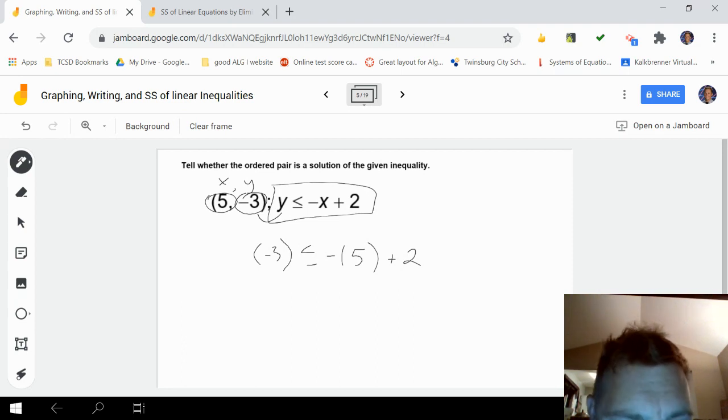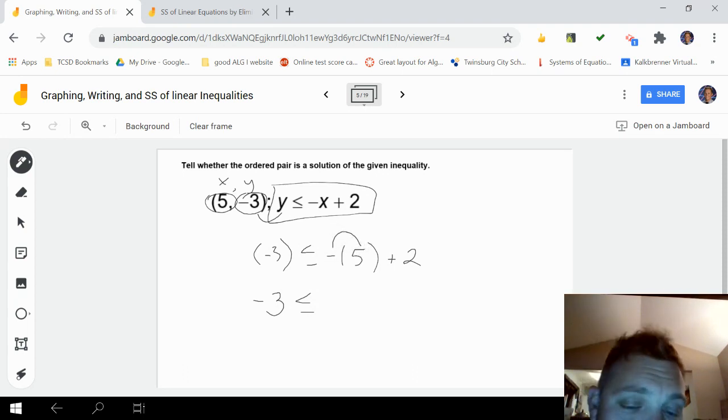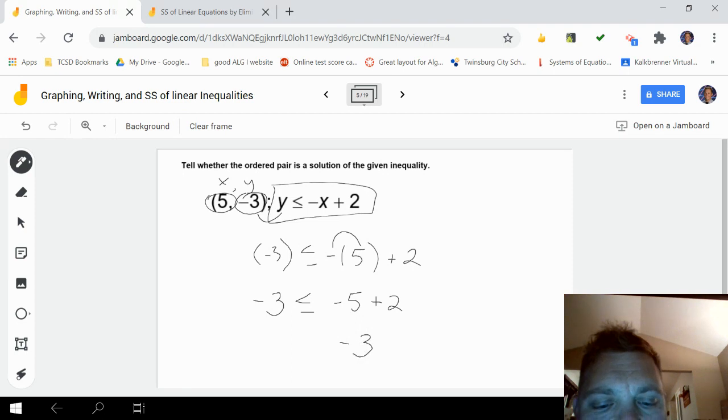So now we're going to say -3 on the left, clean up those parentheses. We have to distribute to this -5, or this 5, sorry, making it -5, plus 2. Now let's simplify that right side. What's negative 5 plus 2? Negative 3 is less than or equal to negative 3.